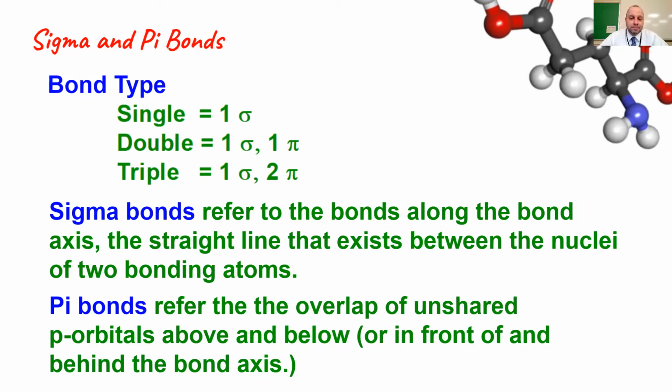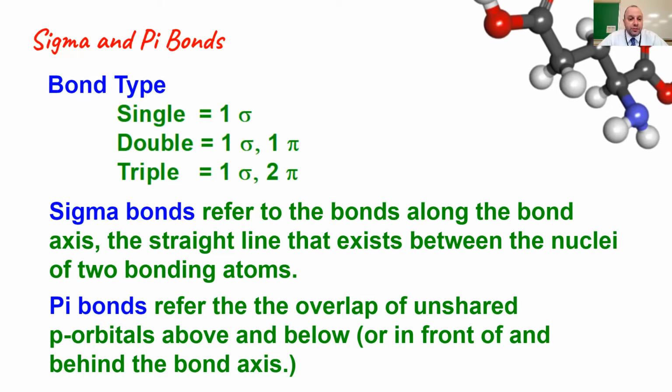If we have a double bond, we actually have a bond along the axis, the bond axis, and then we have a second bond called a pi bond, which takes place above and below the axis or in front of and behind the axis. And we'll draw pictures to show what that looks like. And finally, a triple bond, which consists of one sigma bond, again, along the bond axis, and then two pi bonds. So we'll have one above and below, and one in front of and in back of the bond axis.